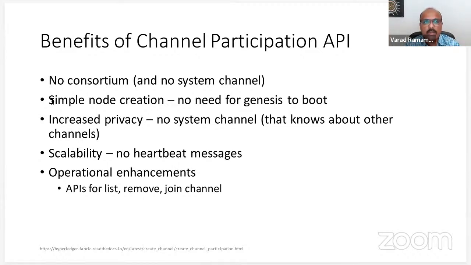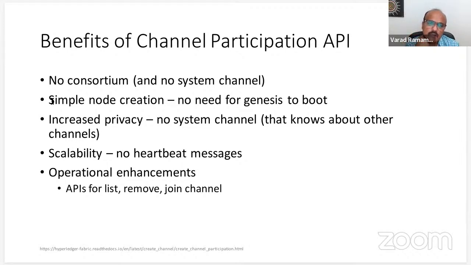Now you just create a new node, just like any other peer, you create an orderer with its own identity, and then you can join a channel to that particular orderer. So again, that simplifies quite a bit. And then increased privacy, I briefly touched on it. Since there is no system channel, not everybody in the quote unquote consortium knows about all the channels that are being created. That's one of the big benefits.